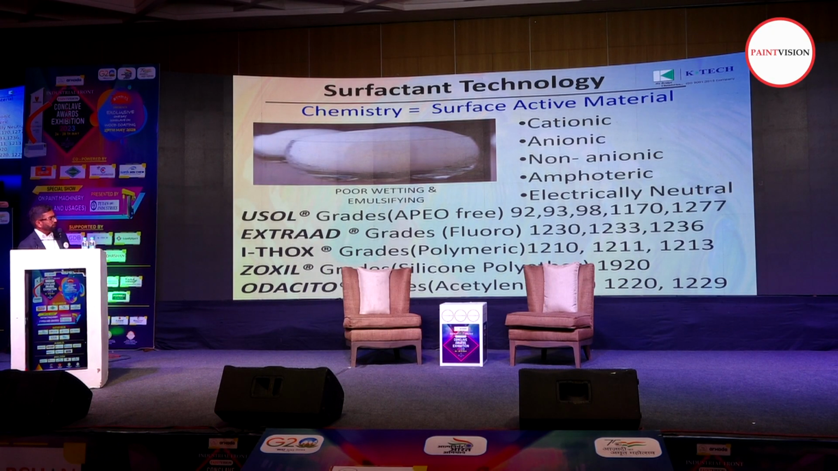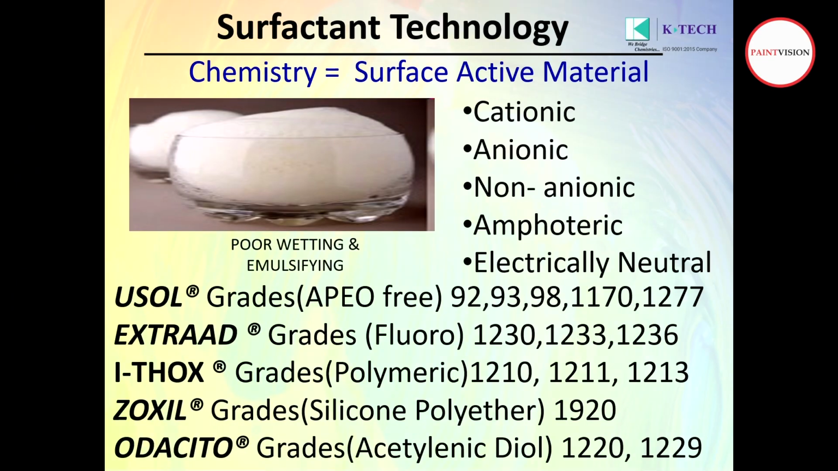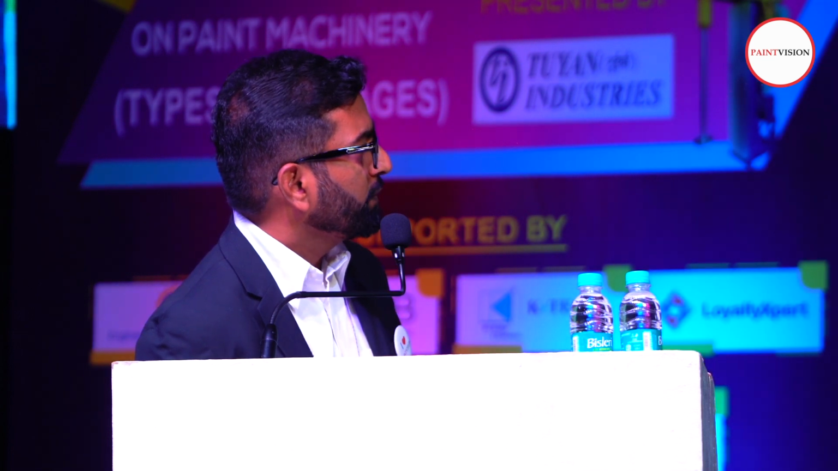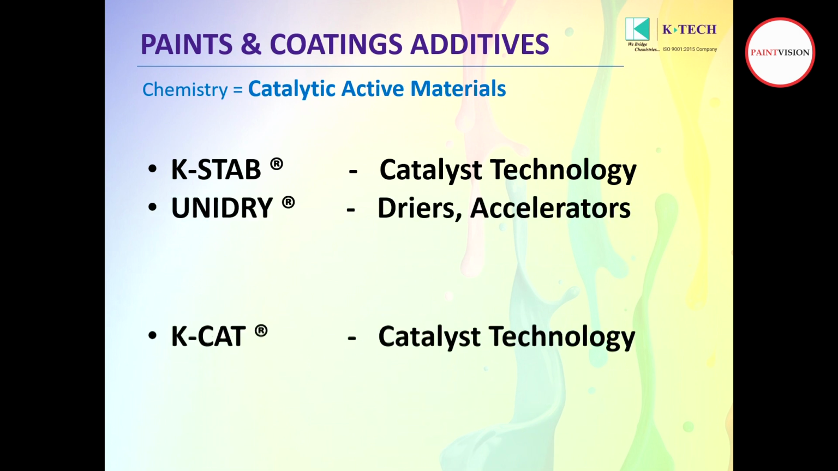Now the surfactant technology: in this we have cationic, anionic, non-ionic, amphoteric, and electrically neutral. We give you the complete range under these brands individually to improve surface activity. In plasticizers, we give some products branded as K-Flexol, Cumalux, in which we have different chemistries to improve the surface defects.